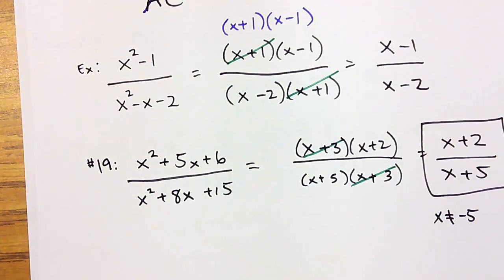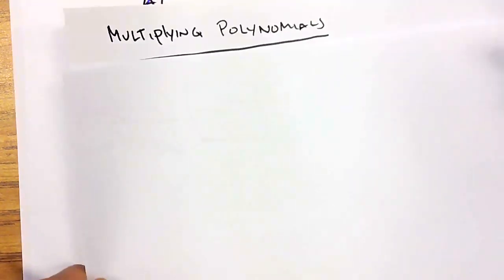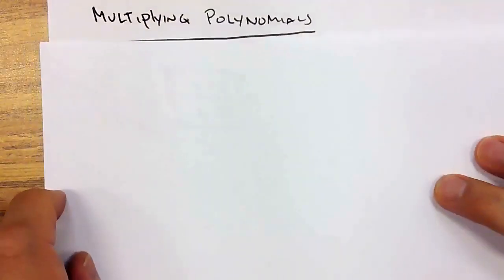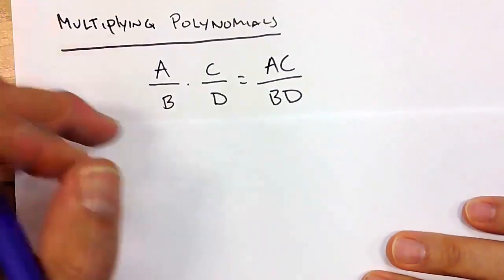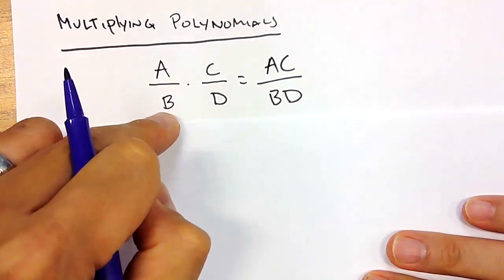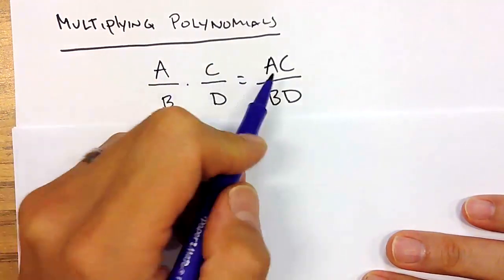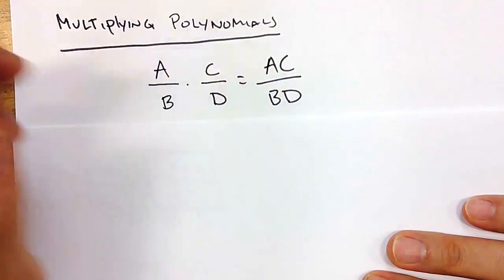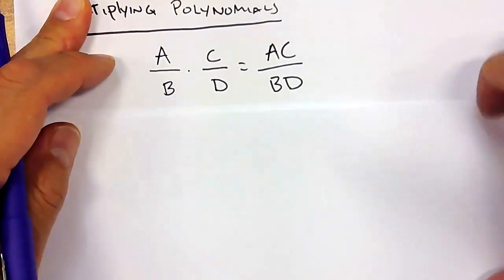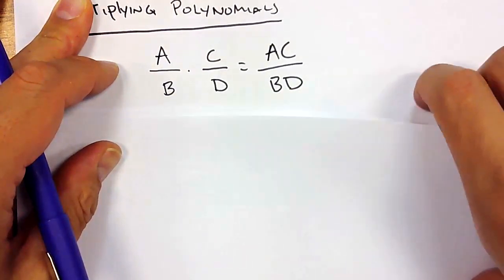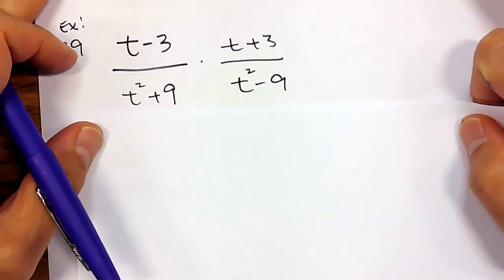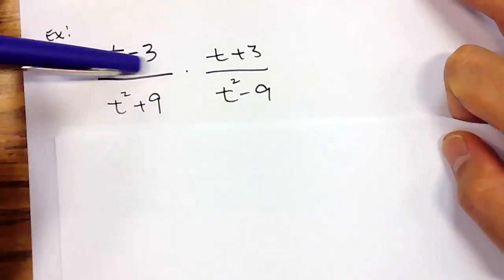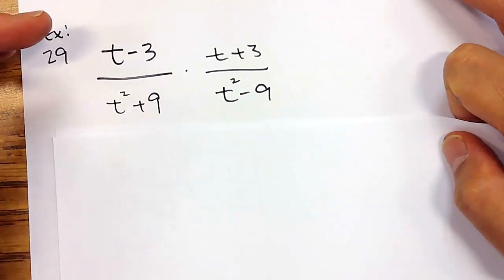And now we're going to get into multiplying polynomials. Okay? When we multiply polynomials, we have to think about this. We're just multiplying across. A divided by B times C divided by D becomes A times C divided by B times D. All right? So then if we go on and look at this example here, what we have to do first, in this case, there's nothing I can cancel out, right?